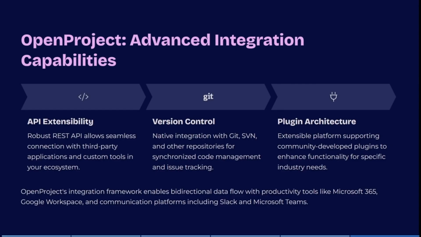OpenProject's integration framework enables bi-directional data flows with productivity tools like Microsoft 365, Google Workspace, and communication platforms including Slack, as well as Microsoft Teams, and of course many more.